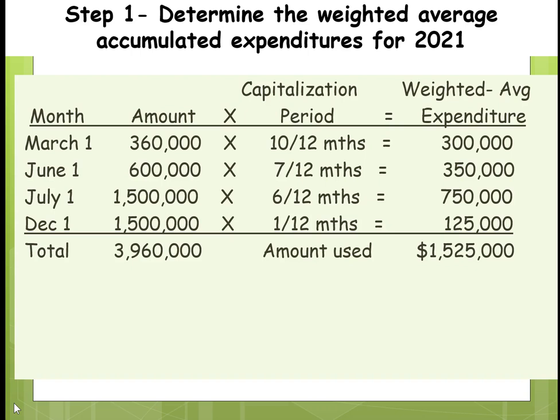Now, if you get a problem that says the expenditures were made evenly through the year, then you just divide by 2 to get an average. But in this case, the expenditures were made at different times through the year, so we have to do a weighted average. So this is the number we need to figure out the interest that would apply to that amount of expenditures. So this is what we do next.